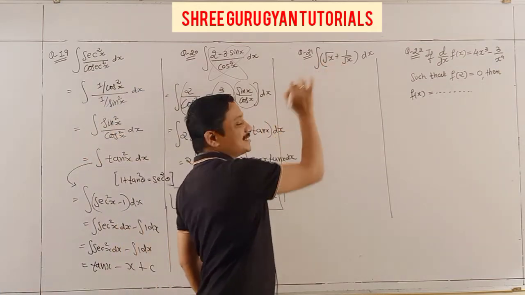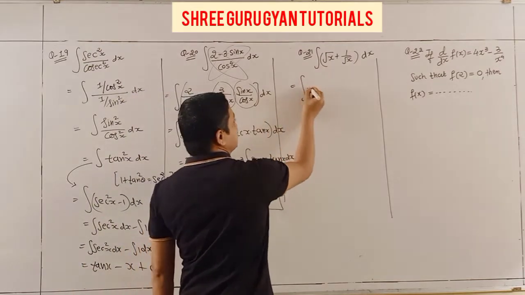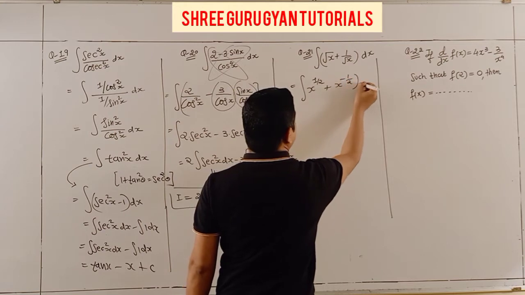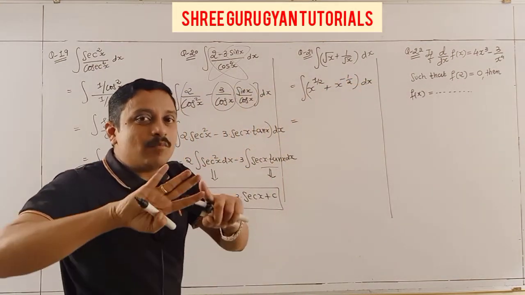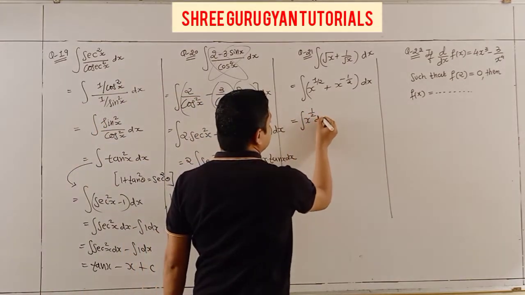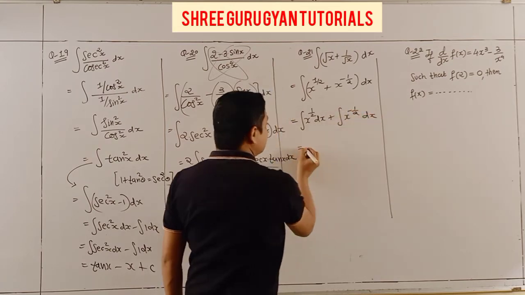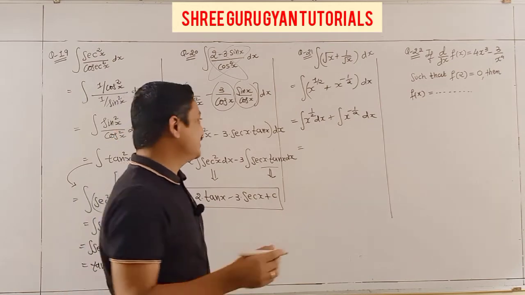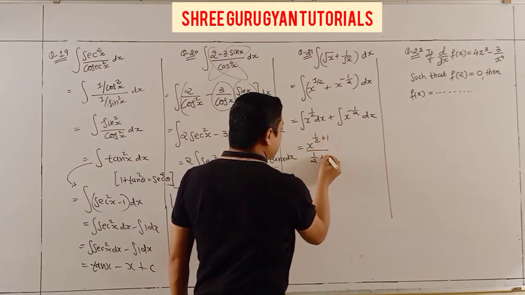Same here students, remove the denominator. Every time I tell you that for x raised to half, can I write the power as minus half? Here simple. Now separate both. So integration of x raised to half dx and here x raised to minus half dx. Now only one formula: x raised to n plus 1 upon n plus 1. So x raised to half plus 1 upon half plus 1.